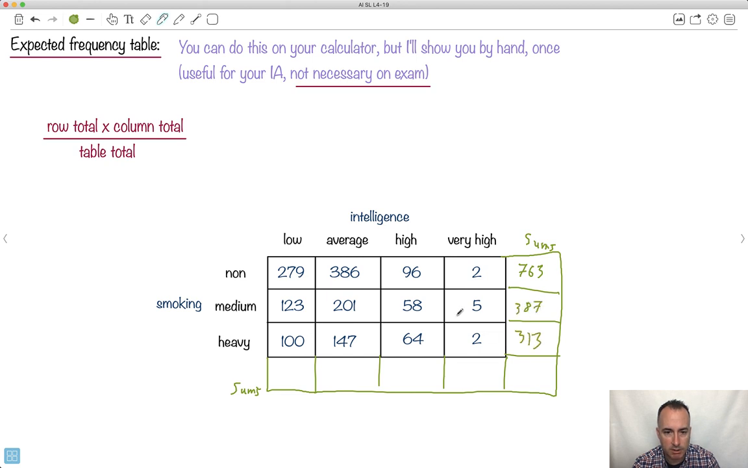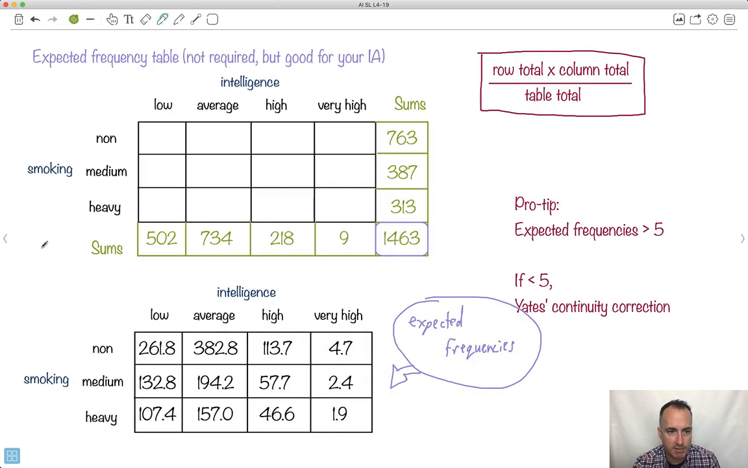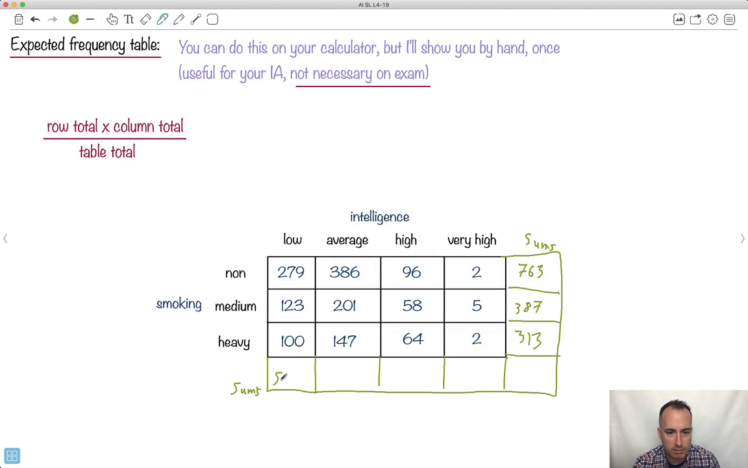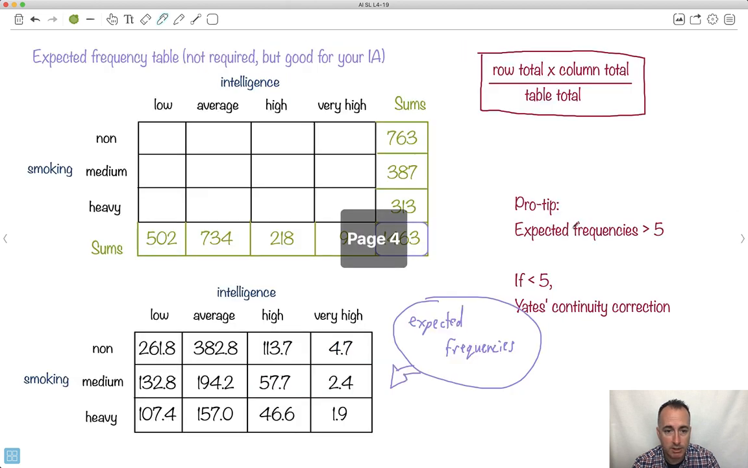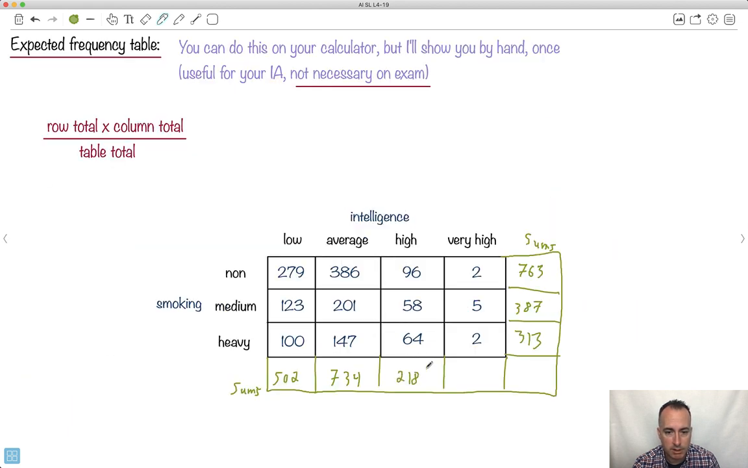So I would do the same thing along there. Along this right here, I would also do it. So I would add up all those values. I get 502, 734. I'm just trying to save time so you don't watch me on the calculator, but I promise this should work. All these ones should add up to 218 and 9. Okay, so 218 and 9.